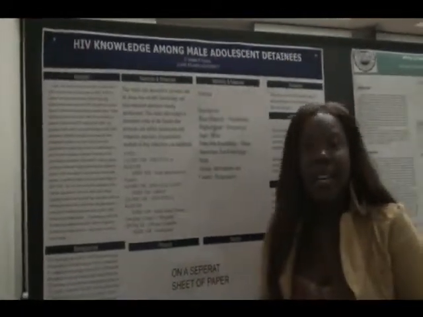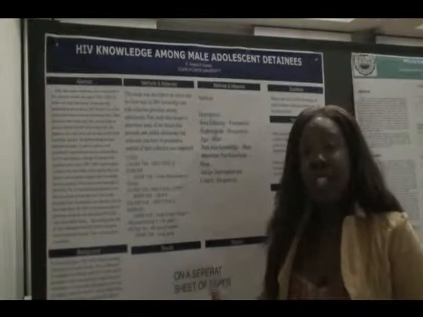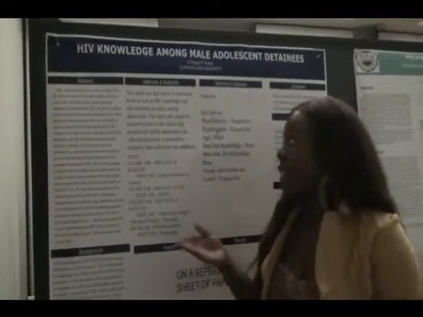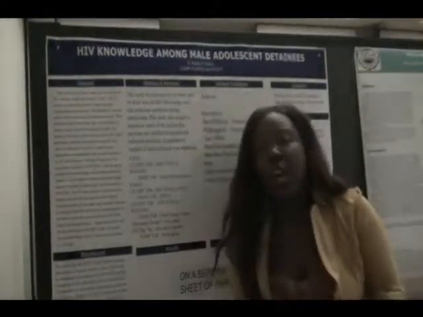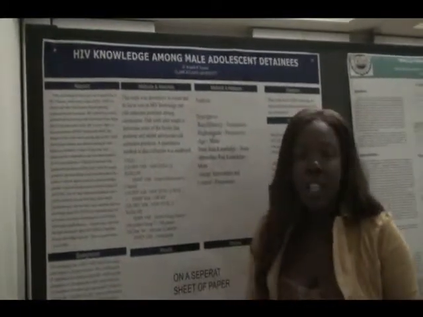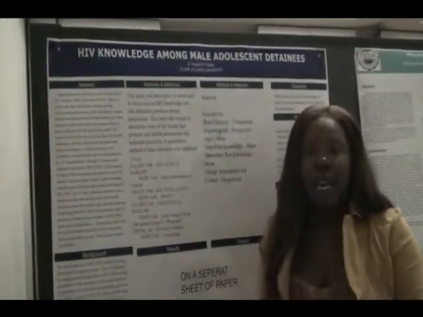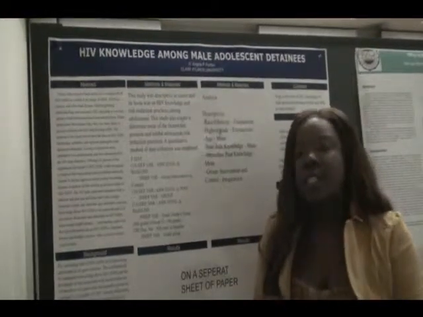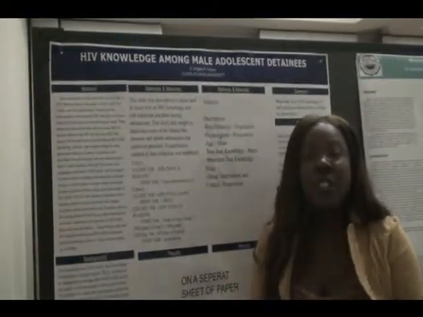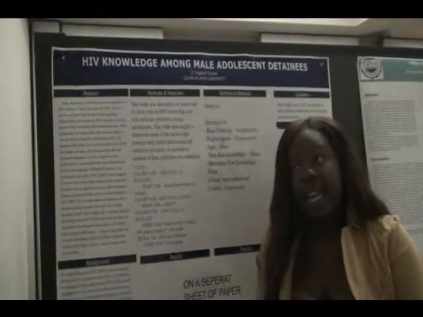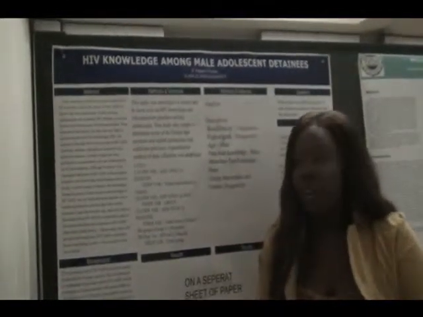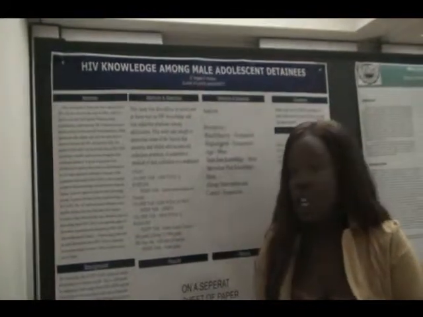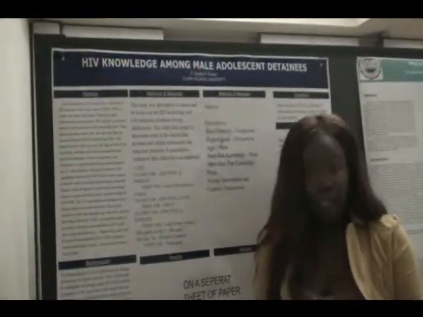I am at the Public Health Expo talking about my research that I did with my mentor about HIV knowledge among male adolescent detainees. The detainees are juveniles in their teenage years. They go from 5th grade to 11th grade, and the ages go between 10 to 17 years old, with 167 of them. The ethnicity is all over. It goes from white, Russian, black, Indian, name it, we tested them.